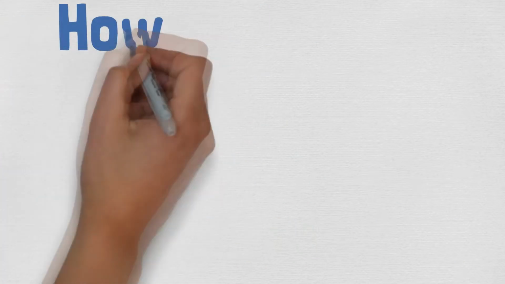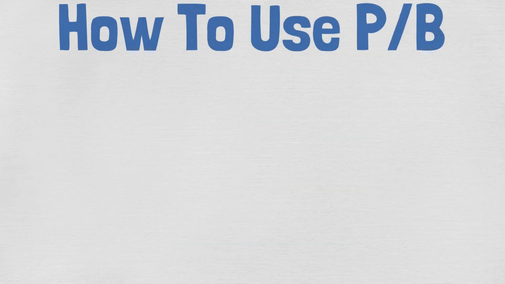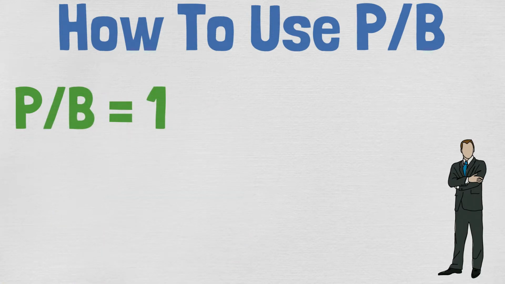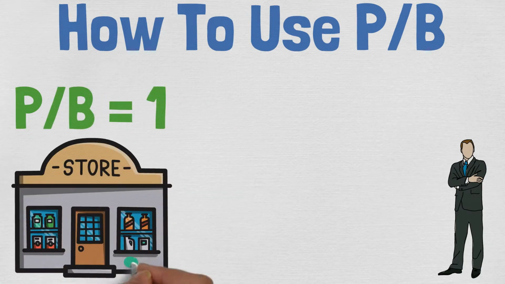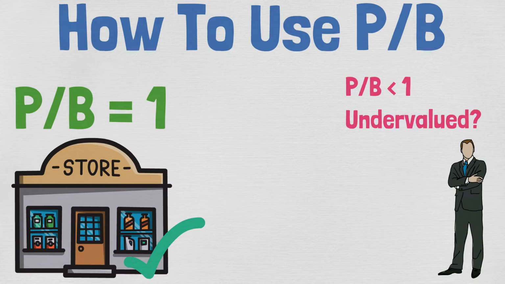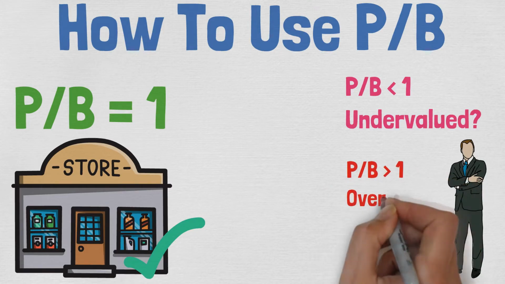So what can you use the price to book ratio for? Investors use it to find out if a stock is valued correctly. When the P/B ratio is 1, the company would be correctly priced if we are using only the P/B ratio. If the P/B ratio is under 1, it could mean that the company is undervalued, and if the ratio is higher, it could mean that the company is overvalued.